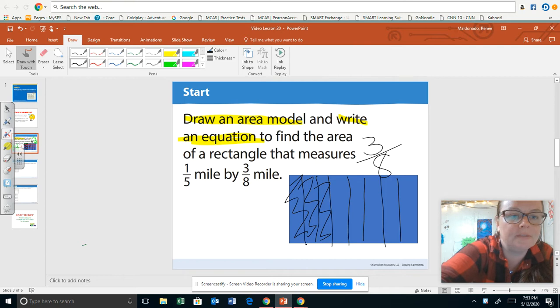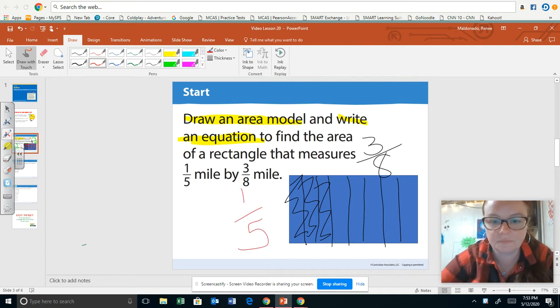Now, on the side is going to be my width, and that is 1/5. So now I need horizontal rows. I need 5 of them because my denominator is a 5. 1, 2, 3, 4, 5. So it's 1/5. That means 1 out of 5. So now I'm going to shade in one of these rows.